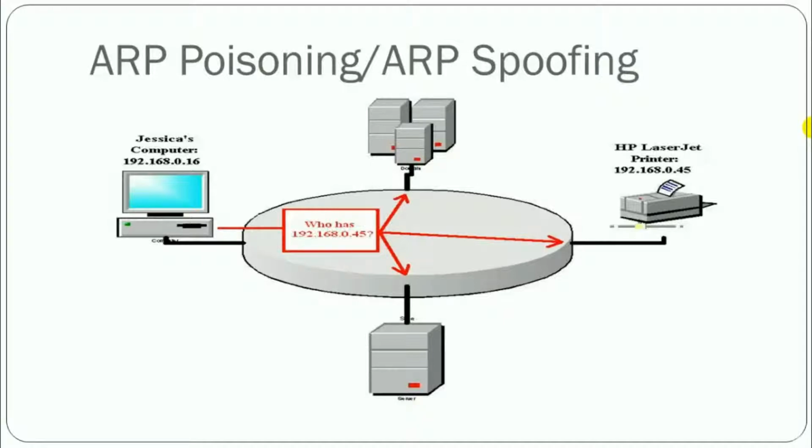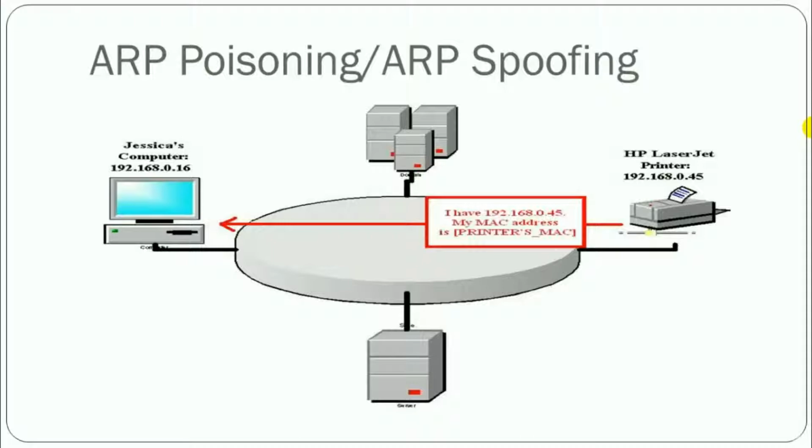This is her first print job today, and her computer has the IP address 192.168.0.16. She wants to send the print job to the HP LaserJet printer, and the IP address of the HP LaserJet printer is 192.168.0.45. So Jessica's computer broadcasts an ARP request to the entire local network asking who has the IP address 192.168.0.45, as seen in this diagram, and all the devices on the network ignore this ARP request except for the HP LaserJet printer.